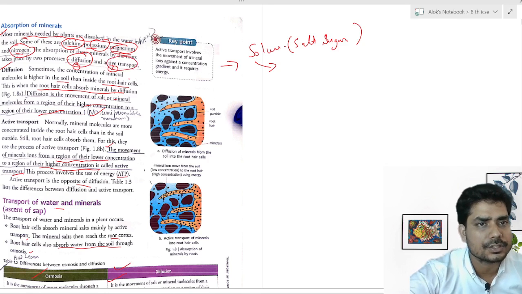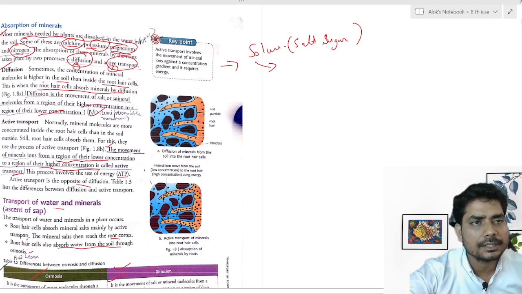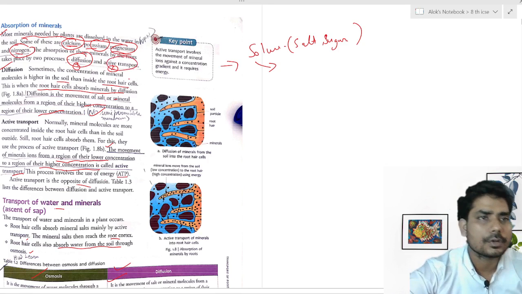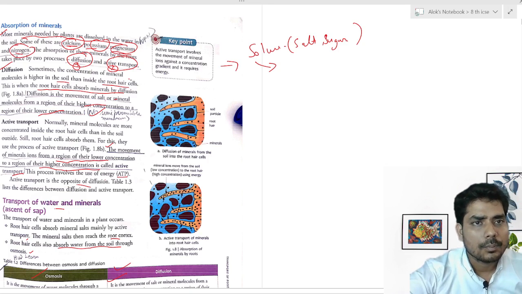Do you know what diffusion is? Diffusion is a modified process of osmosis. In this process, mineral molecules move from a region of higher concentration to a region of lower concentration through a permeable membrane, but without energy, no energy is required. Diffusion does not occur in a semi-permeable membrane.